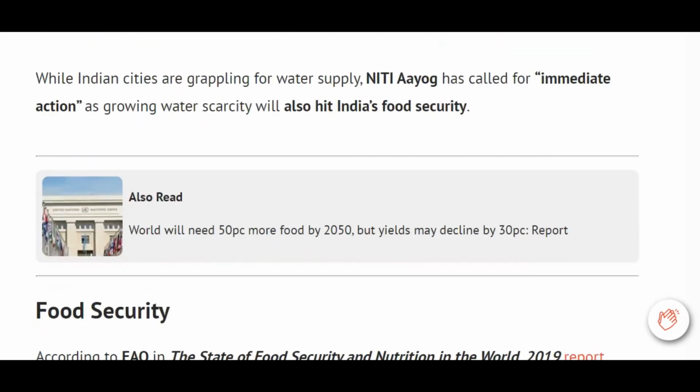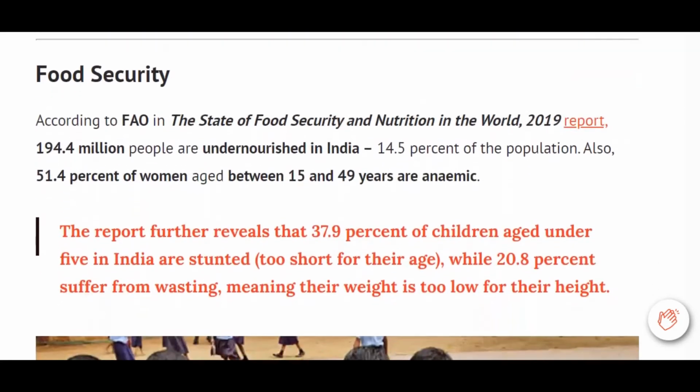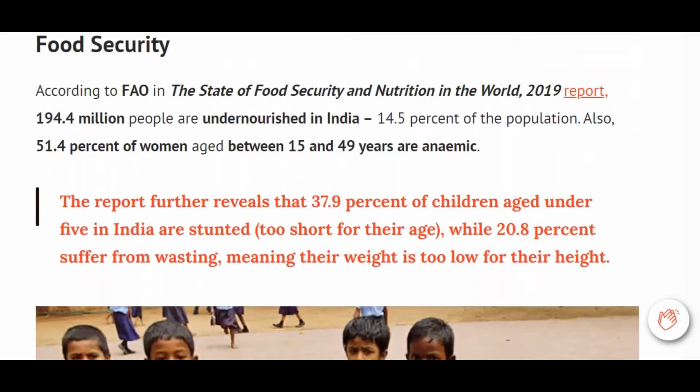Likewise, you will see various kinds of data and problems. Food security is another one. According to FAO, in the State of Food Security and Nutrition in the World 2019, 194.4 million people are undernourished in India, 14.5% of the population. Also, 51.4% of women aged between 15 and 49 years are anemic. These are some glaring facts, and you want to express your views by the medium of letters to the editor.